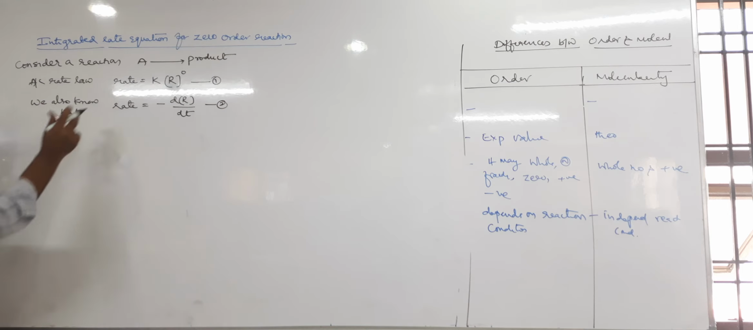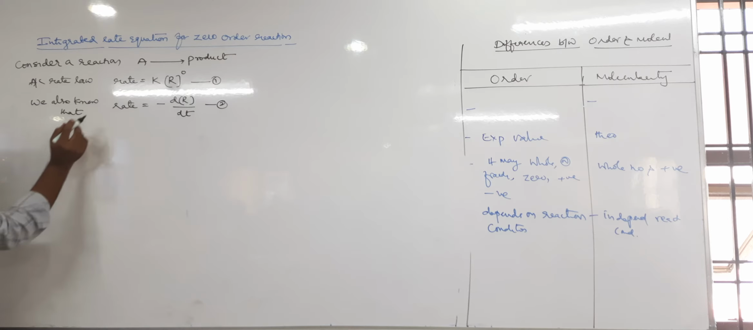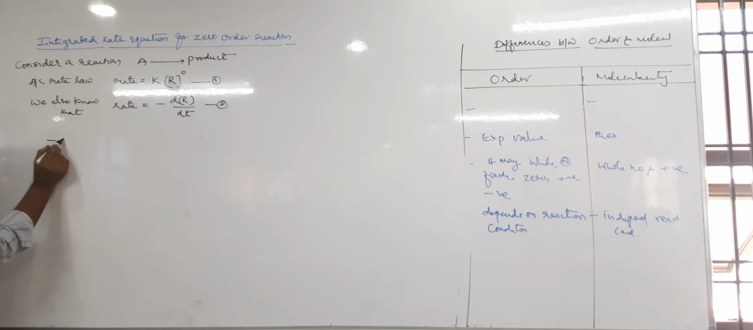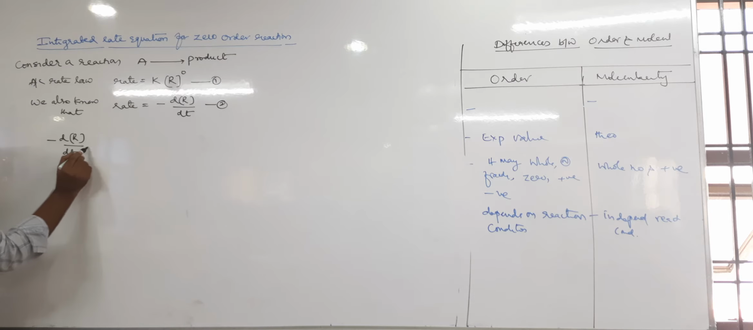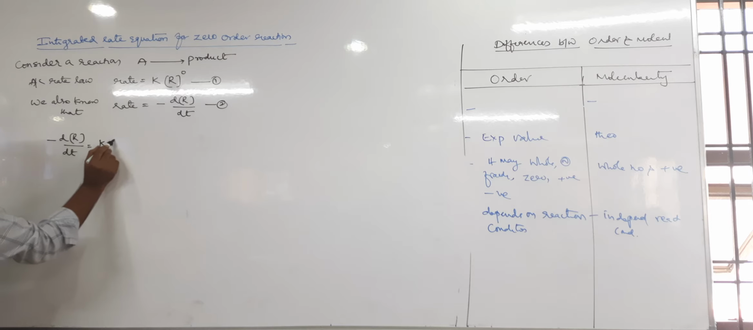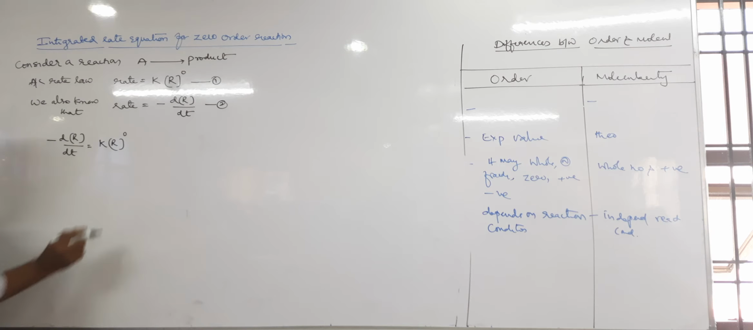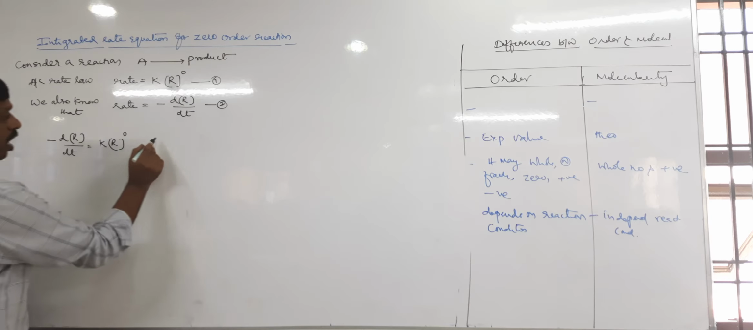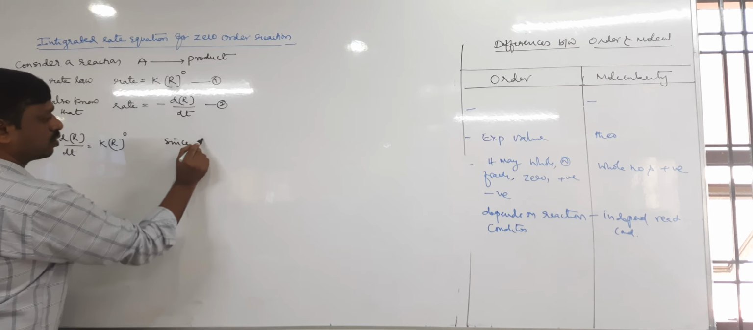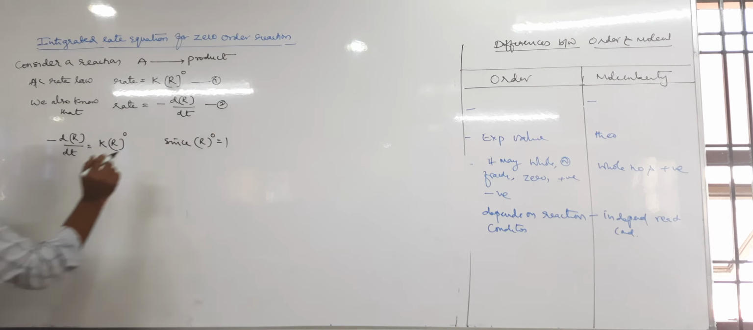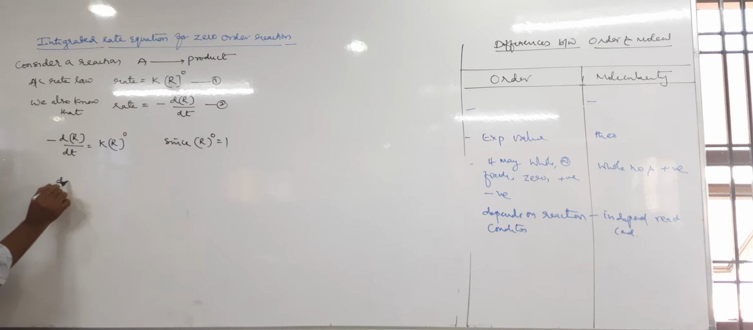Okay. Then tell me, if you equate equation 1 and 2, what do you get? Minus dR by dt equal to K into R power 0. But we know that R power 0 is 1. Since R power 0 is 1, you can take the minus and bring it here. It means you can make it minus like that.